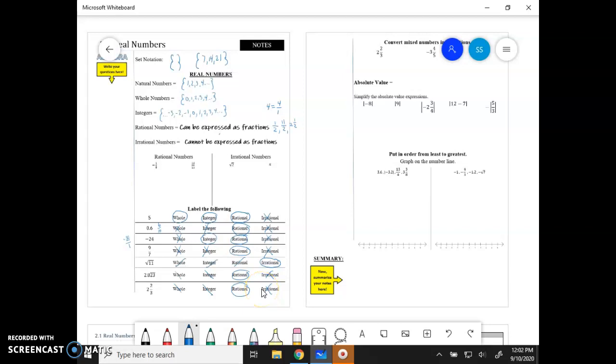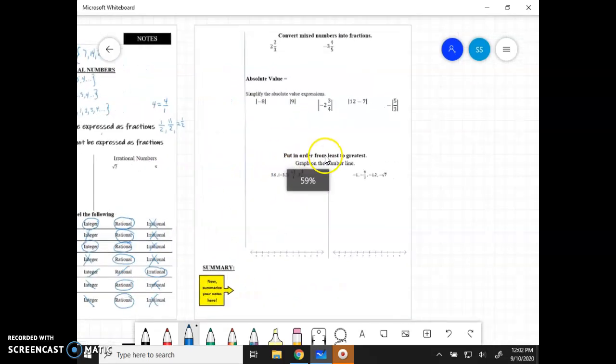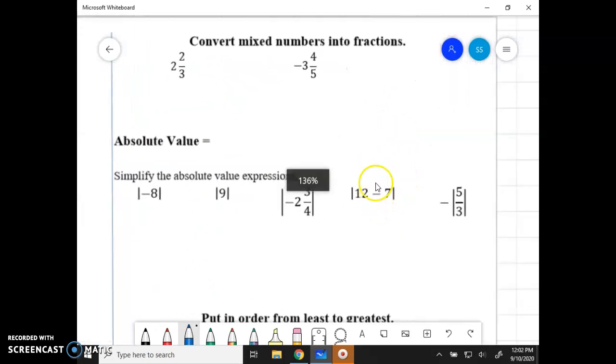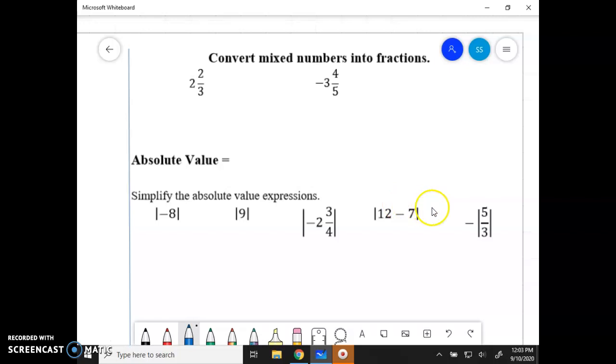All right, here we go. This is the second video for Unit 2.1, Real Numbers. We're looking at the second page of the notes here. Zoom in here. We've got converting mixed numbers into fractions.